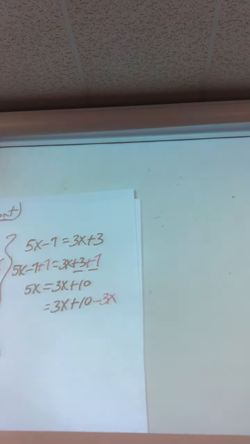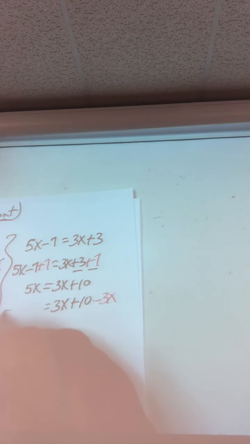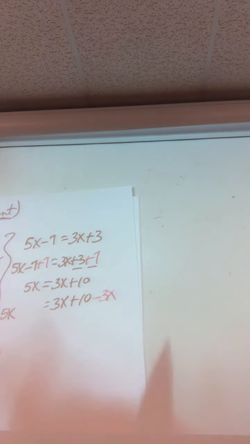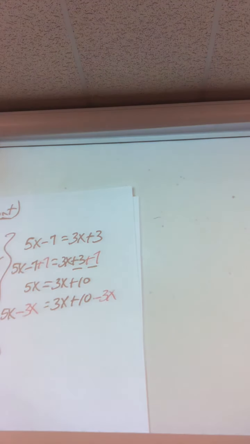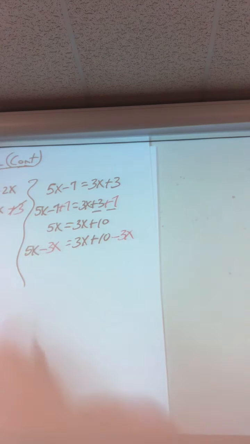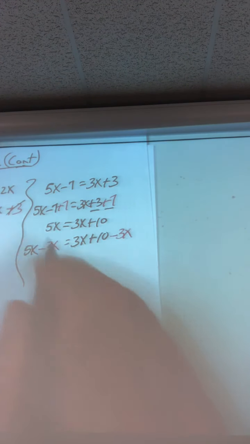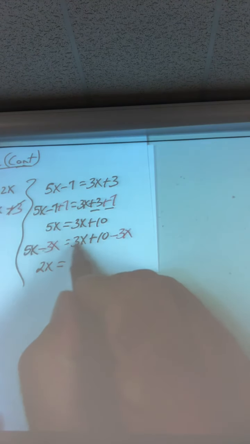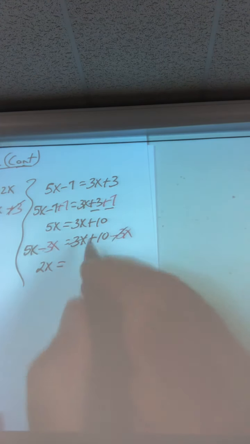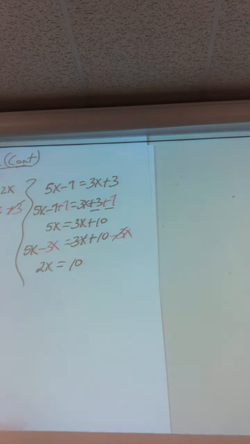Now, what happens to those 3x's? They add out to 0. But if I subtract 3x from the right side, I have to subtract 3x from the left side. Now, look at what we have left. 5x minus 3x is 2x equals, and then on the right side, the 3x's add out and just leaves 10.